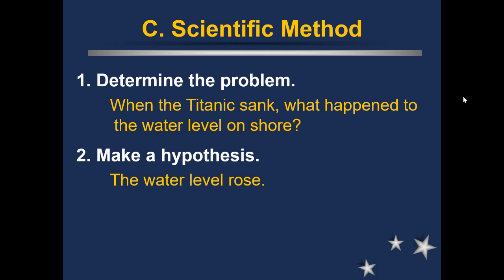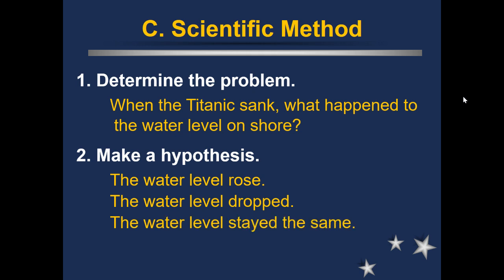A lot of you might think the water level rose, and that would seem to make sense when you imagine it. You might think the water level dropped. Obviously, we're not on the shore. We can't measure it. The water could have stayed the same. How could we model this? Me personally, I would use a tank or a sink or a container or a bathtub and then model the Titanic with an object like a toy boat.